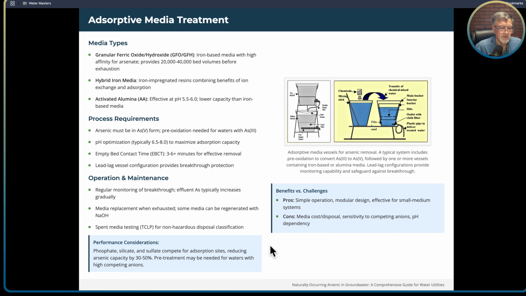And lead-lag vessel configuration provides breakthrough protection. So if you're getting breakthrough, you don't want to breakthrough. You want to have some backup. So basically, you're going to have a lead, you're going to have a lag, and any breakthrough that's going to occur is going to be in the middle, so you can monitor that before you get breakthrough on the end, and so you're protecting yourself there.